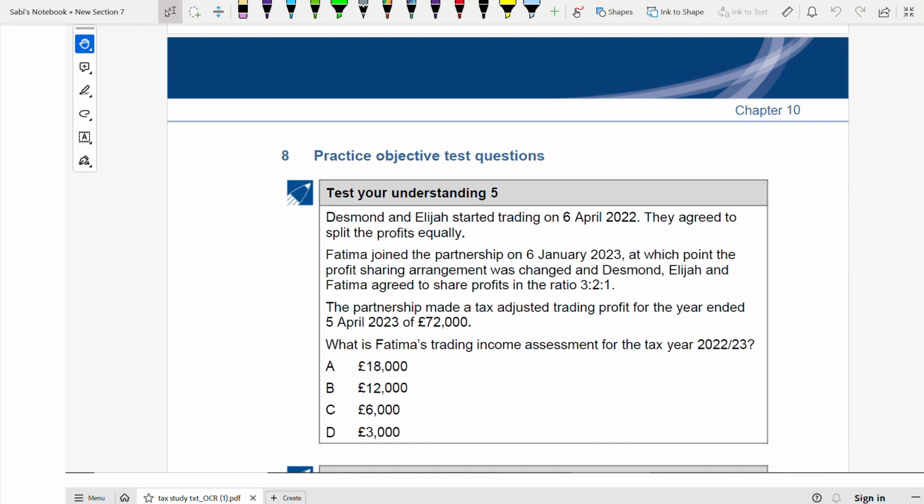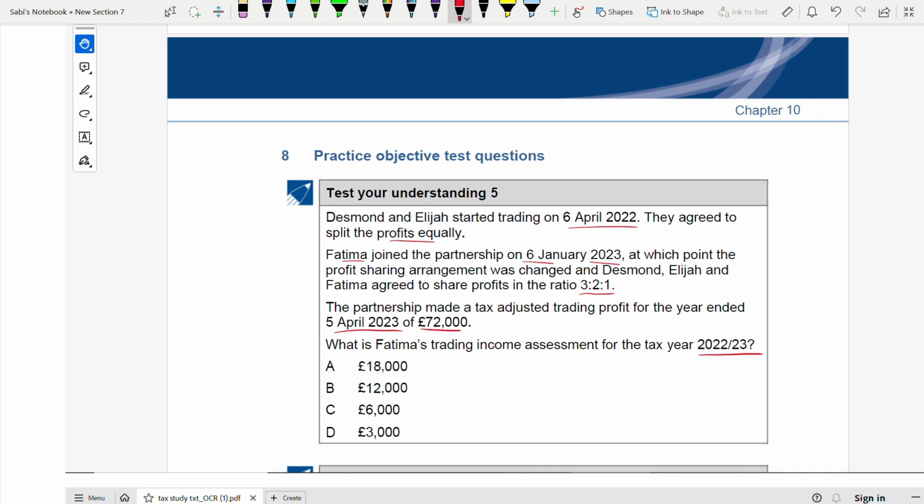So we have 4 questions from practice objective test questions, that is test understanding 5, 6, 7 and 8. Here you have to calculate Fatima's trading income, that is assessed for tax year 2022-23. Okay. Now Desmond and Elijah started trading on 6th April 2022. Profits are shared equally. Fatima joined on 6th Jan 23. Profit ratio changed, 3:2:1. Desmond is 3, Elijah is 2 and Fatima is 1. Profit is 72,000. That is for year ended 5th April 2023.